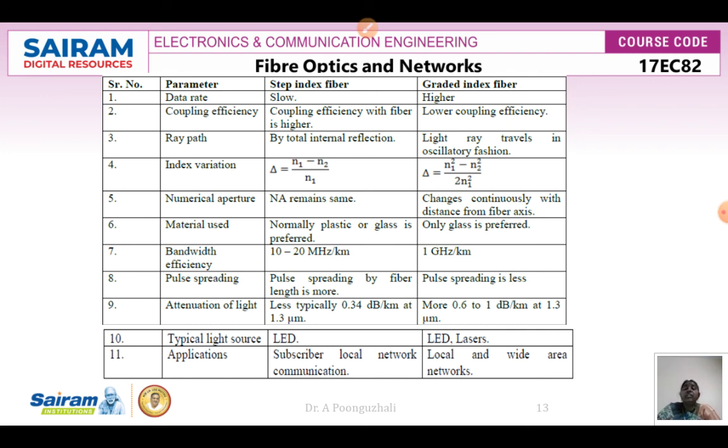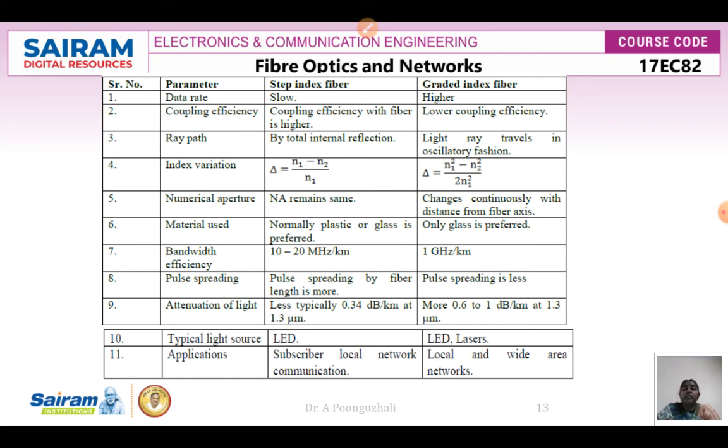The material used for step index fiber can be plastic or glass, but for graded index fiber only glass is preferred. The bandwidth efficiency for step index fiber is 10 to 20 megahertz per kilometer, but in graded index fiber it is 1 gigahertz per kilometer. The pulse spreading across the length of the fiber is going to be more in step index fiber, but in graded index fiber the pulse spreading is going to be less.